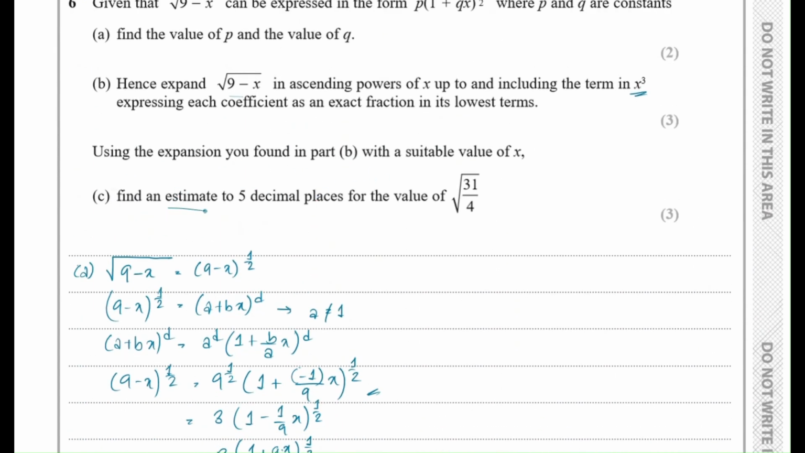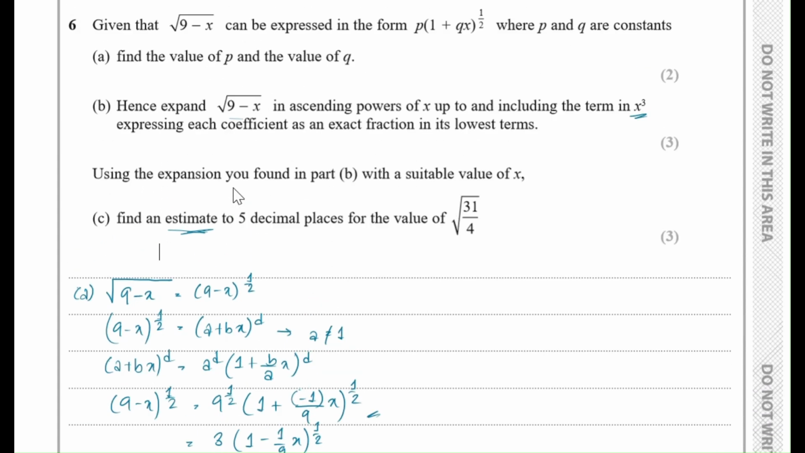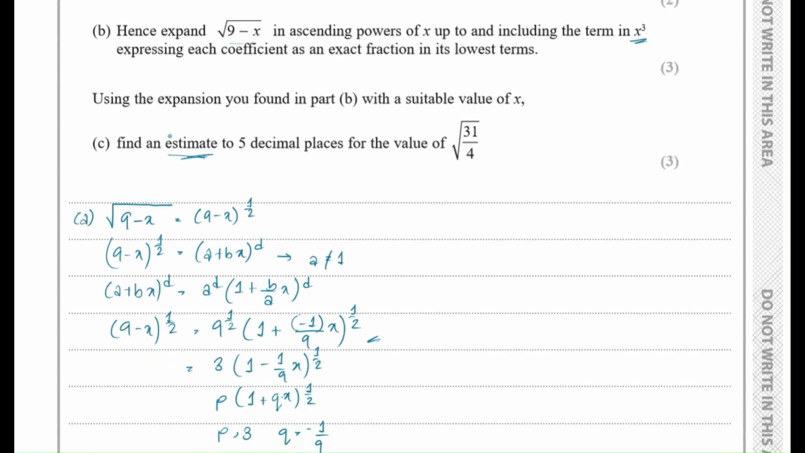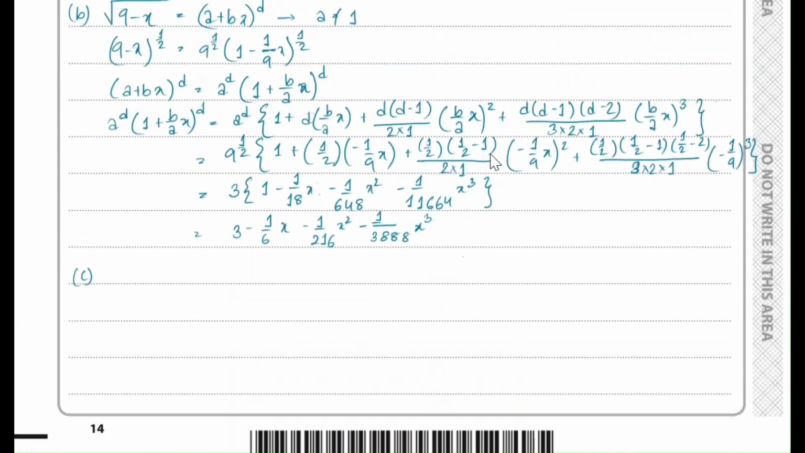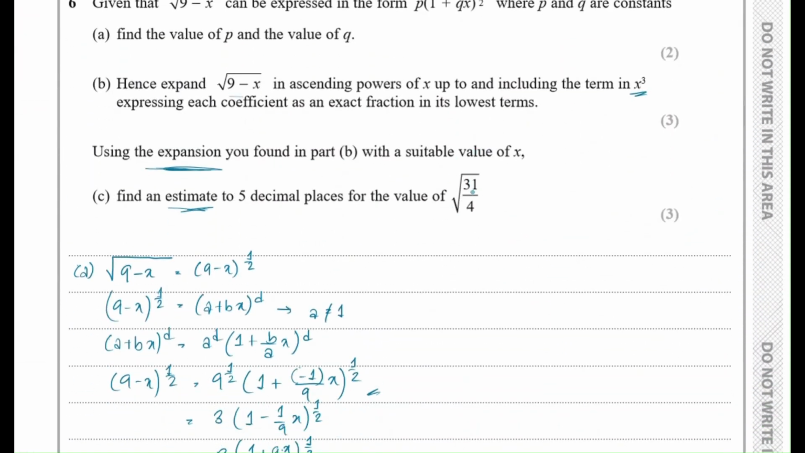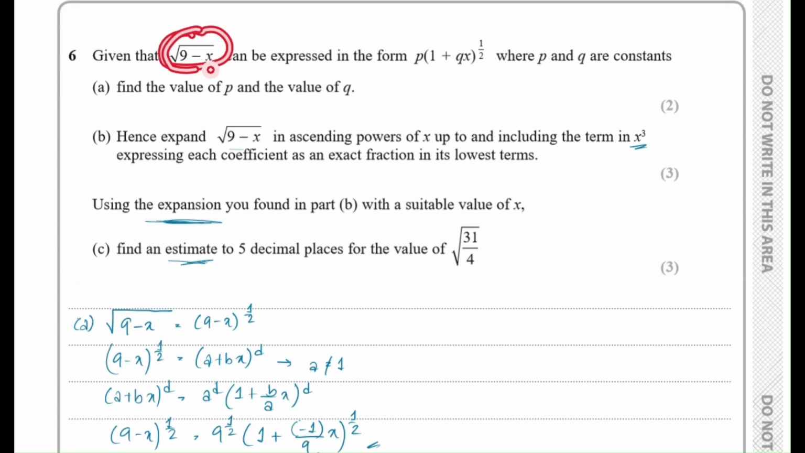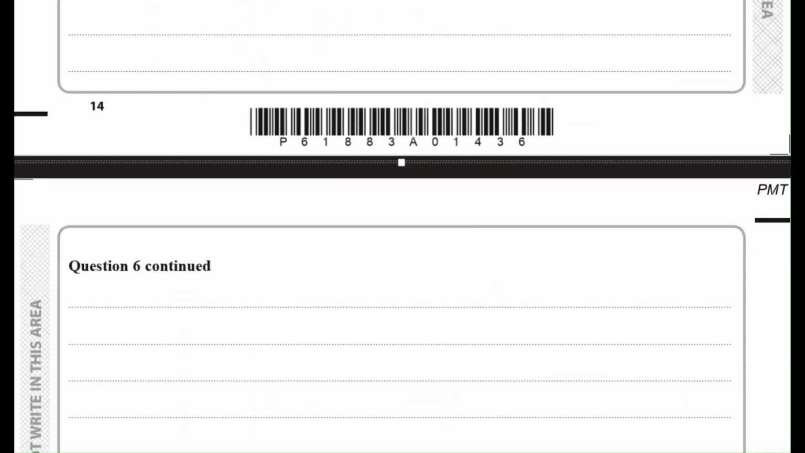suitable value is an estimation question, or you can say question of approximation. So find an estimate for the value of root over 31 by 4. We have to use the previous expansion. You can't just put this value in the calculator and give that answer. You can't do that. So at first, if you look at this root over 31 by 4, we also have a root over in our previous expansion, like that previous expression that we're given at first. So we can equate this together.